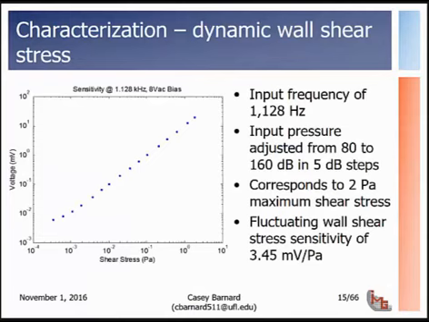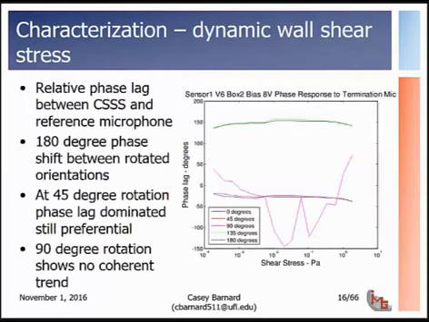So again, we repeat the same procedure where we increase the pressure. The input frequency in this case is 1.128 hertz. We see at the bottom left, you can see the roll onto the noise floor here. It's a little non-linear, but once we get above the noise floor of the device, we have a nice linear regime between shear stress and voltage. And if we do a fit to that region, we get a shear stress sensitivity of 3.45 millivolt per Pascal, whereas the mean was 3.44, so well within our error bars on either of those.